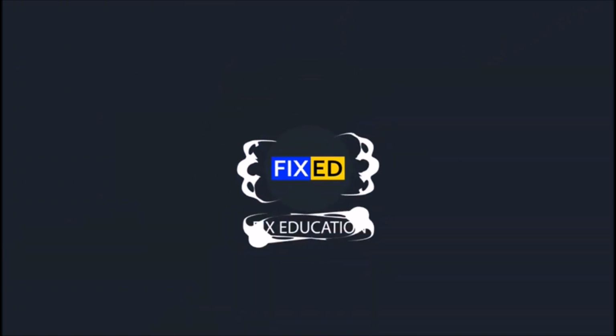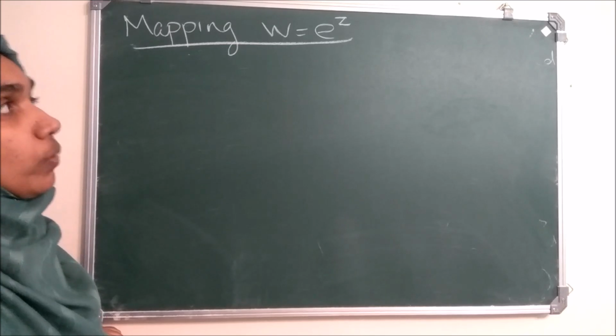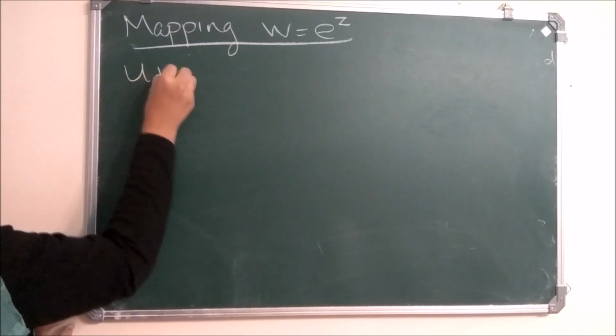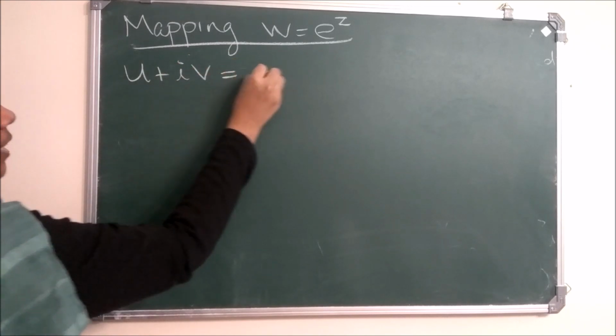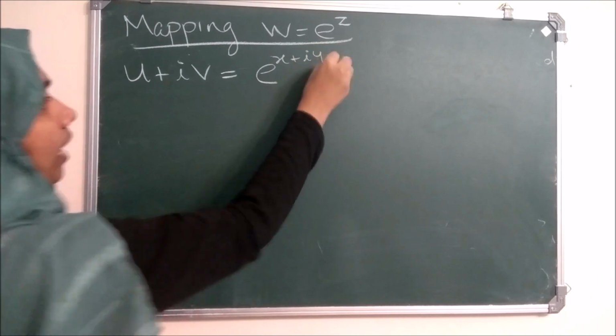Hello everyone. In this video, we are going to discuss the conformal mapping of the function w is equal to e raised to z. First, we can discuss the mapping w equal to e raised to z. So we know that w can be written as u plus iv equal to e raised to z, where z can be written as x plus iy.